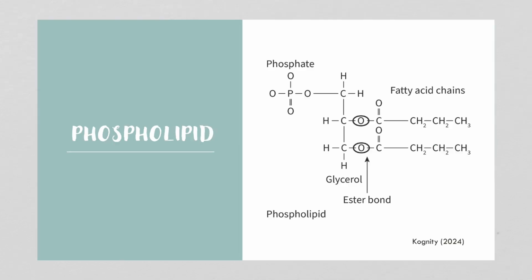This is what a phospholipid looks like. There's the phosphate, here's the glycerol. The phosphate is polar, the glycerol is kind of the in between, and then the fatty acid chains are not polar. And again, they form ester bonds as well.